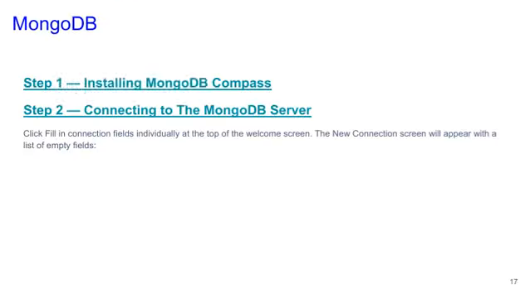All right, let's walk through the first step, which is installing Compass. Once you've completed that, the next crucial step is connecting to your MongoDB server. To do this, you'll see a welcome screen where you need to click on Fill in connection fields individually at the top. When you do that, a new connection screen will appear, showing a list of empty fields that you'll need to fill out. These fields are essential because they tell Compass exactly where to find your database.